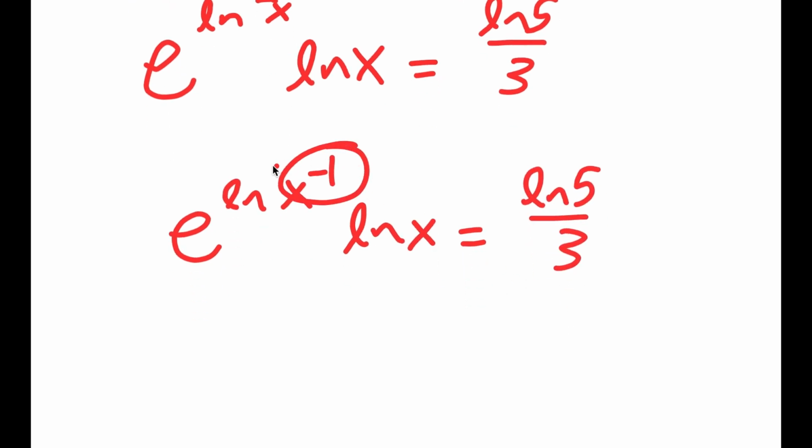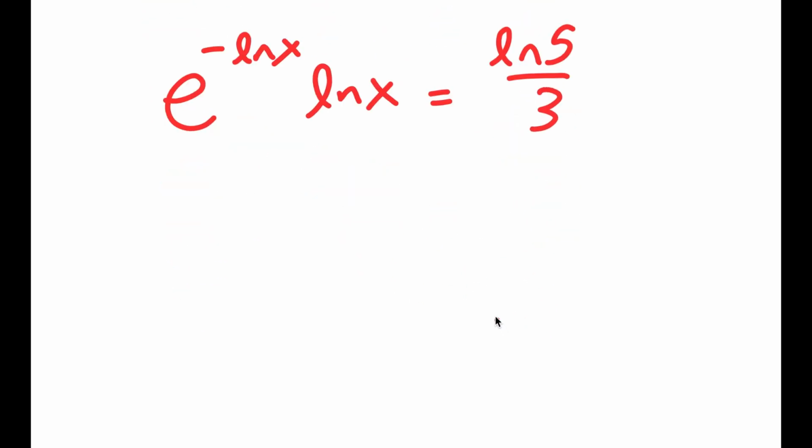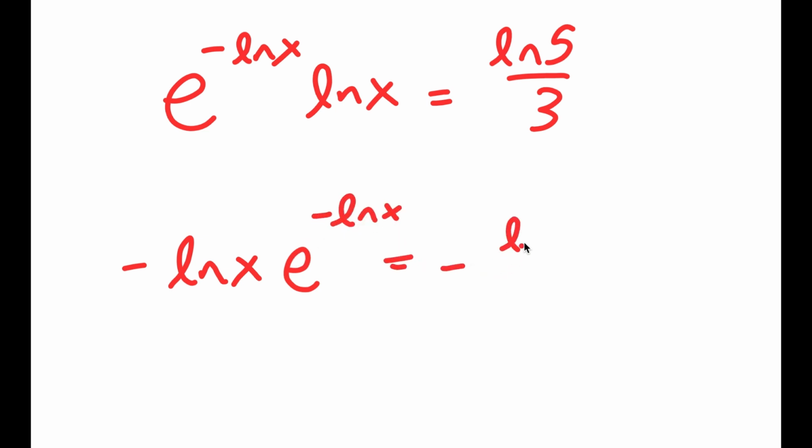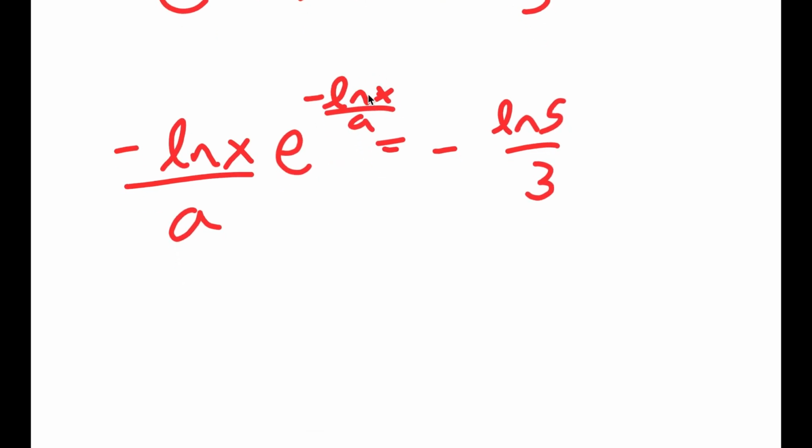Now from here, I can move the negative 1 to the front. So I get e to the power of negative ln x times ln x is equal to ln phi over 3. And finally, I'm going to multiply both sides by negative 1. So I get negative ln x times e to the power of negative ln x is equal to negative ln phi over 3. And the reason I did all of this is to get this in the form a times e to the power of a, which now it is. A in this case is negative ln x, so I have negative ln x times e to the power of a, which is again negative ln x.